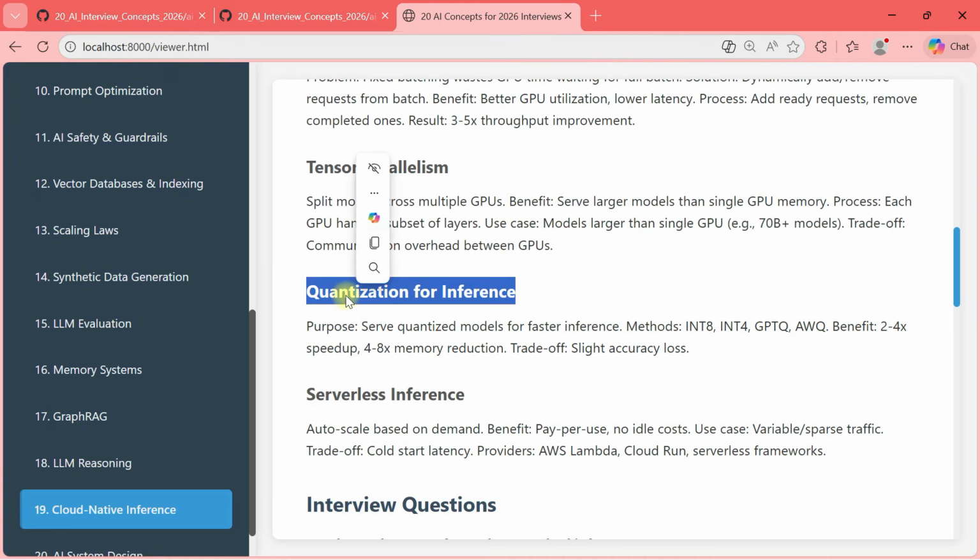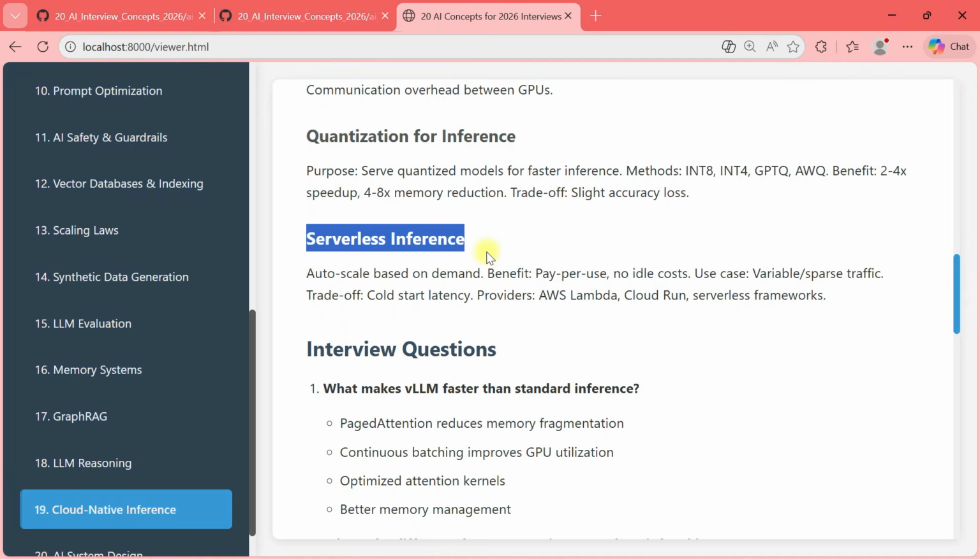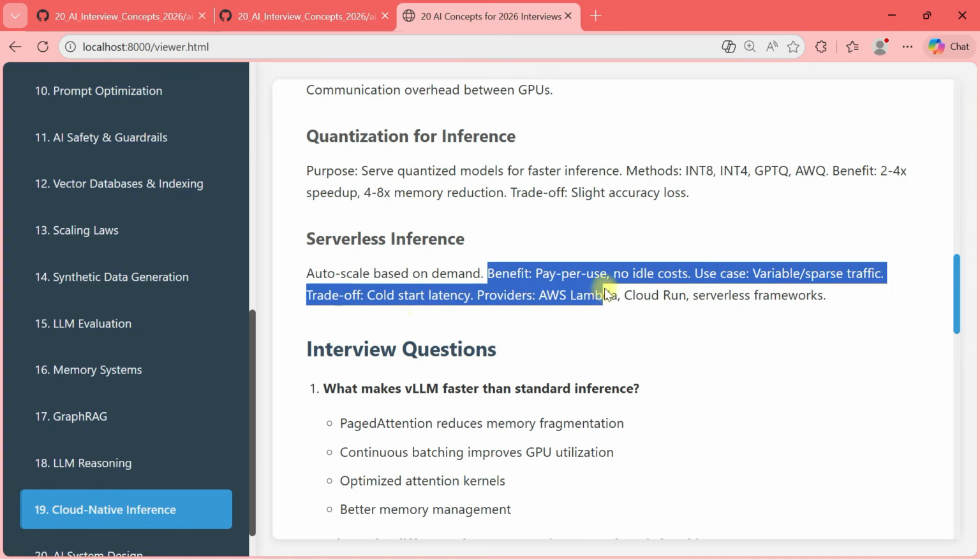Quantization, making models small by reducing the size of numbers storage. Serverless inference: if you are going into cloud and you want to go serverless, obviously you don't need to take the headache of load, elasticity, security, etc. Everything is done by the platform. So auto scale based on demand, benefit pay per use.